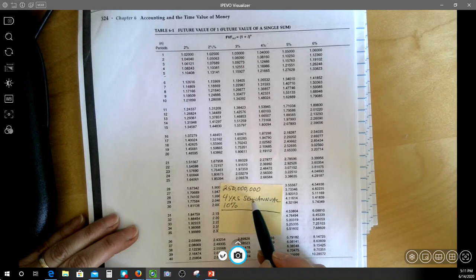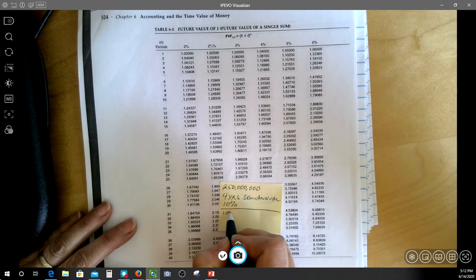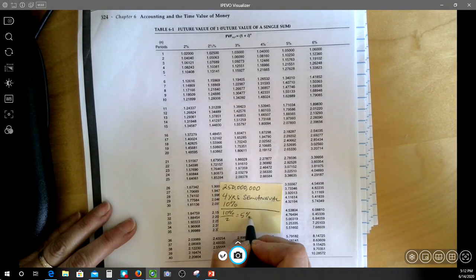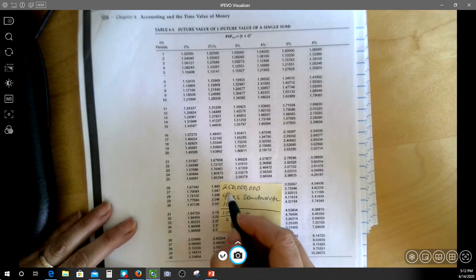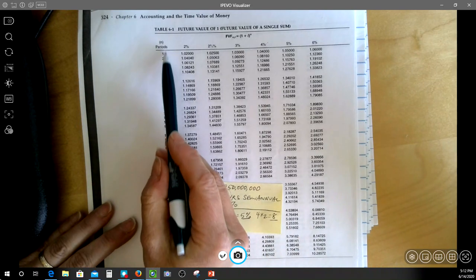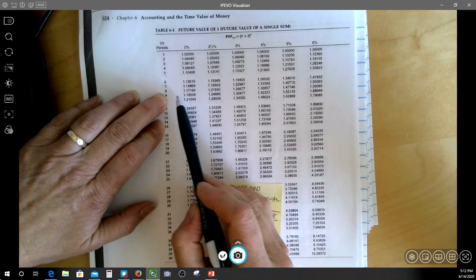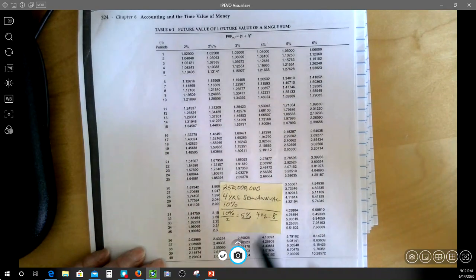Because it's semi-annual, remember, what we're going to want to do is take our interest rate and divide it by 2. So now that's 5%. Right? And then we're going to take our number of periods here, 4, and multiply that by 2. Now we've got 8. So now we're going to have to look at the table and use 8 periods at 5% to find our factor.